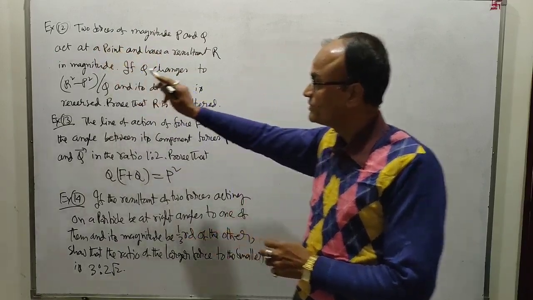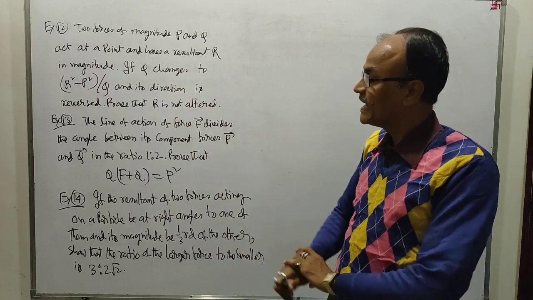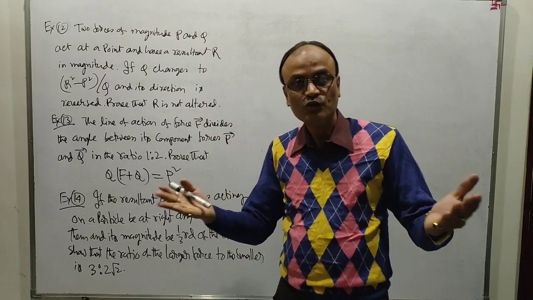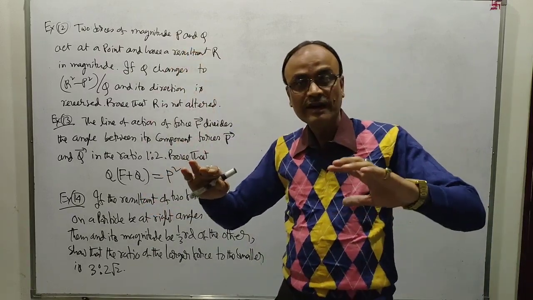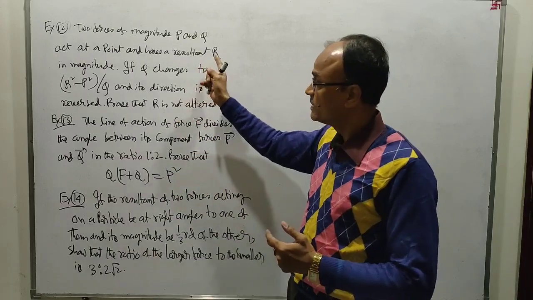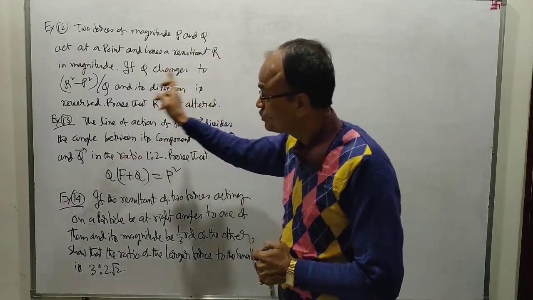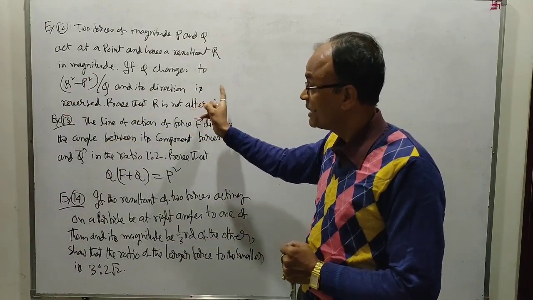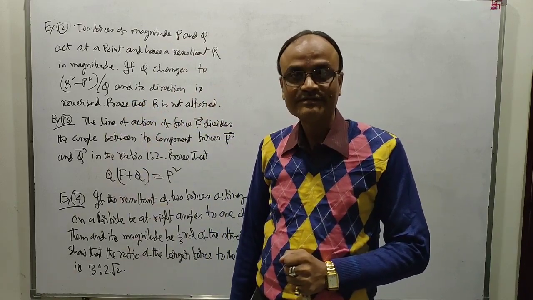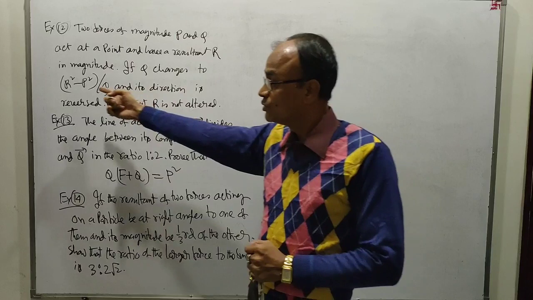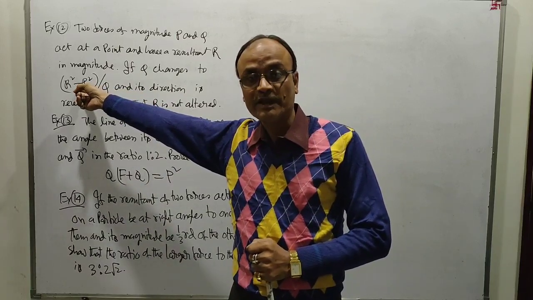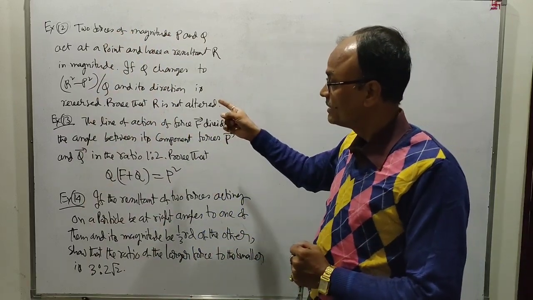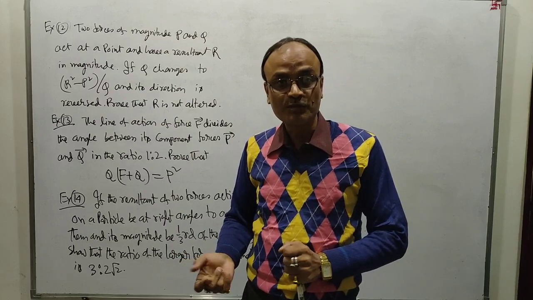See question number 12. Two forces of magnitude P and Q act at a point and have a resultant of magnitude R. If Q changes to R square minus P square divided by Q and its direction is reversed, prove that R is not altered.